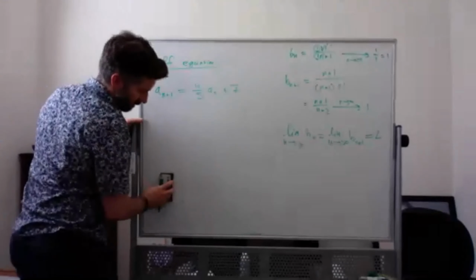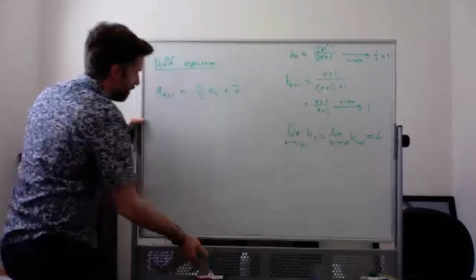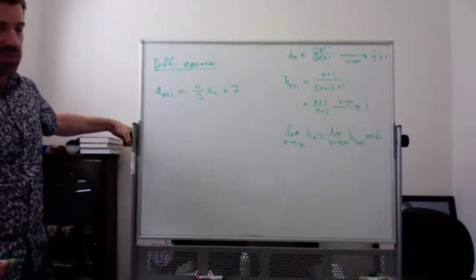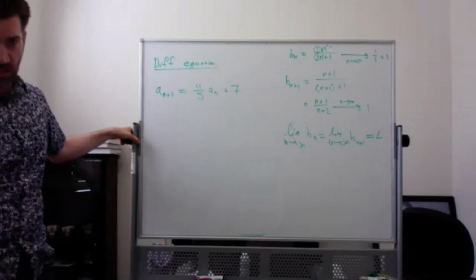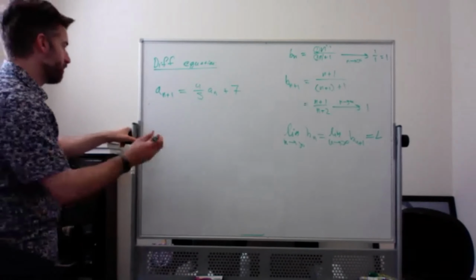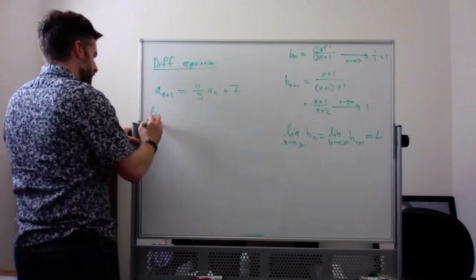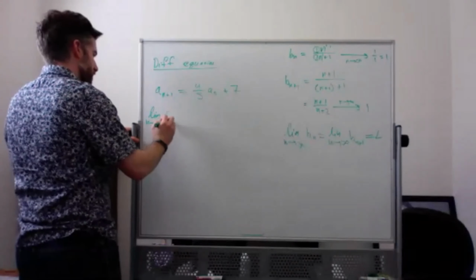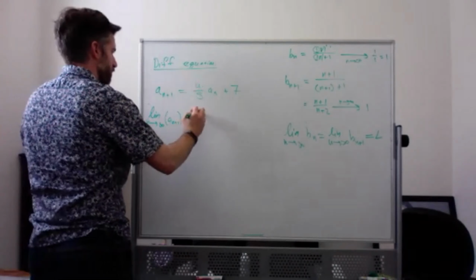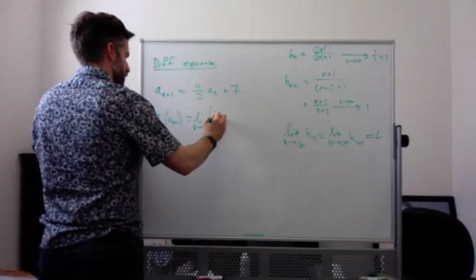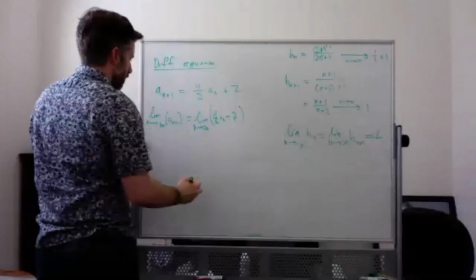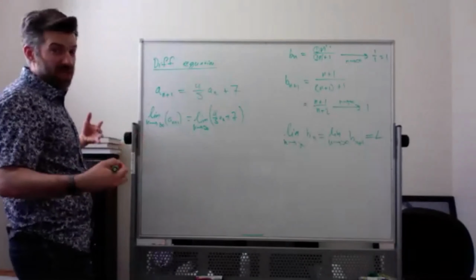Now, here's what we're really going to do. When you take the limit of everything, what we end up getting is you just plug in capital L wherever you have an a sub n or an a sub n plus 1. Here's why. I take the limit of both sides. Well, the limit of a sub n plus 1, we said the limit was L, so I'm just going to write capital L.